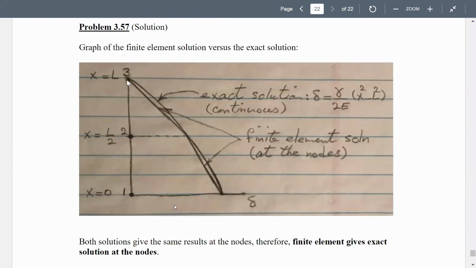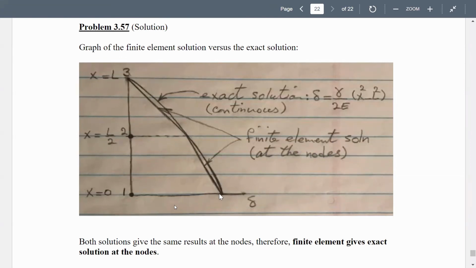This is the plot. If this is the bar, node 1, 2, 3. X is 0 here, L over 2L. If we plot this deflection at node 1, at node 2, and at node 3, it is 0, of course. Finite element solution is like this. If you draw a straight line from this node to this node, straight. And the same straight here. That is the finite element solution.